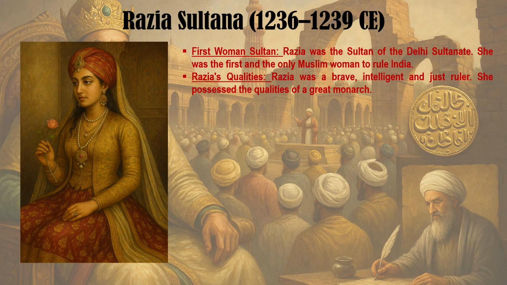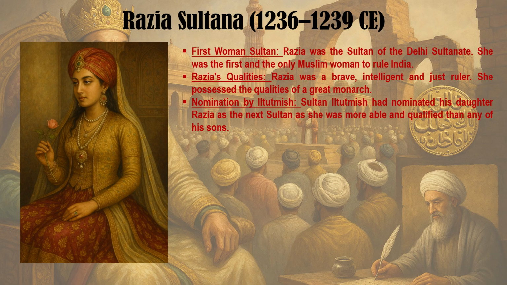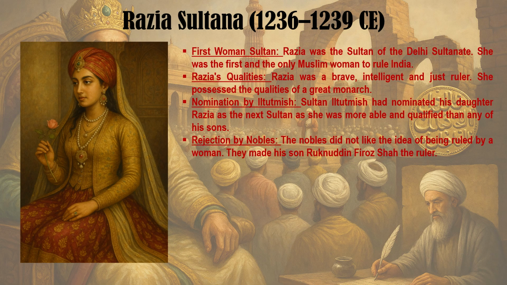Razia was a brave, intelligent, and just ruler. She possessed the qualities of a great monarch. So she was like a perfect ruler, brave, intelligent, and very just in all her actions. Sultan Iltutmish had nominated his daughter Razia as the next sultan, as she was more able and qualified than any of his sons. So Sultan Iltutmish himself nominated Razia to be the next sultan because all his sons were actually worthless.